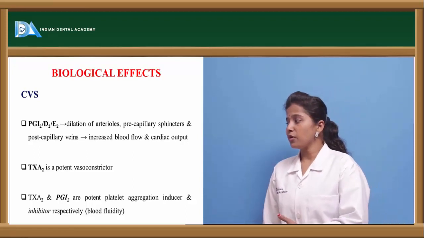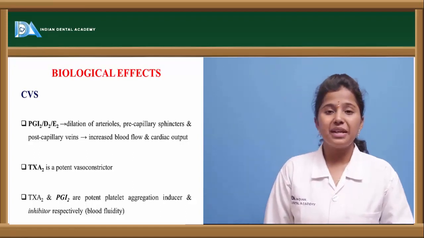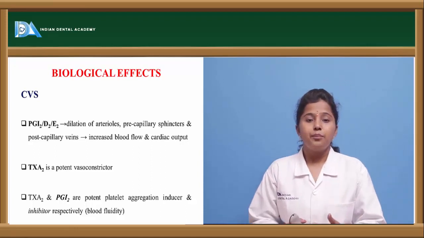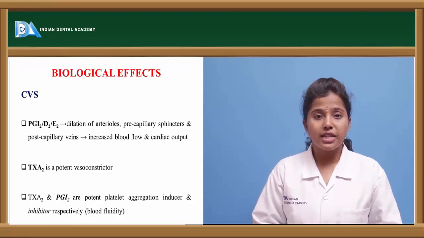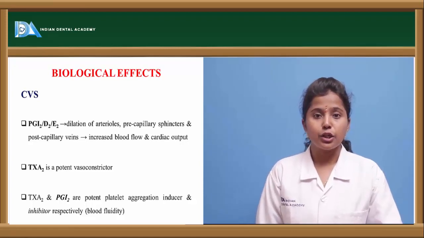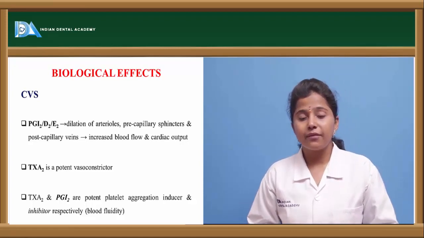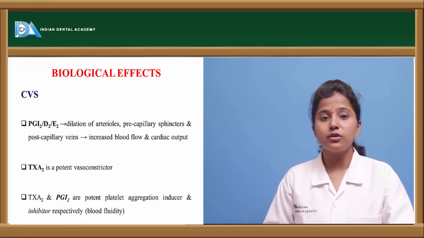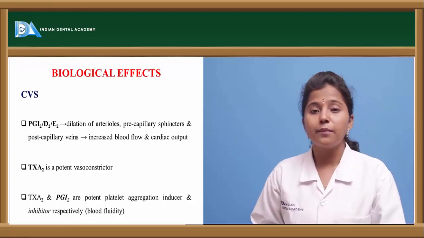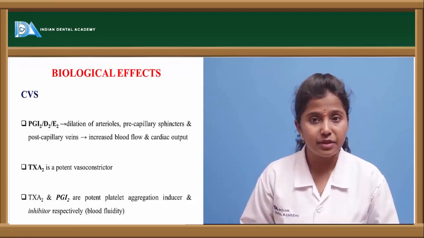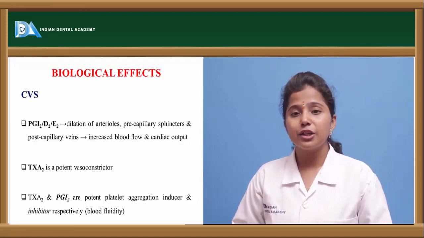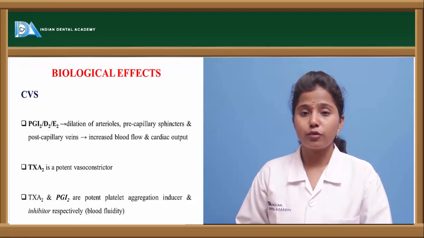And thromboxanes as well as PGI2 are potent platelet aggregation inducers as well as inhibitors. So thromboxanes and PGI2 play a major role in platelet aggregation. If there is heavy hemorrhage or heavy blood loss, when these thromboxanes or PGI2 are released in the body, the platelet aggregation is inhibited. But in a few cases, this platelet aggregation can be potentiated also because of these prostaglandins.